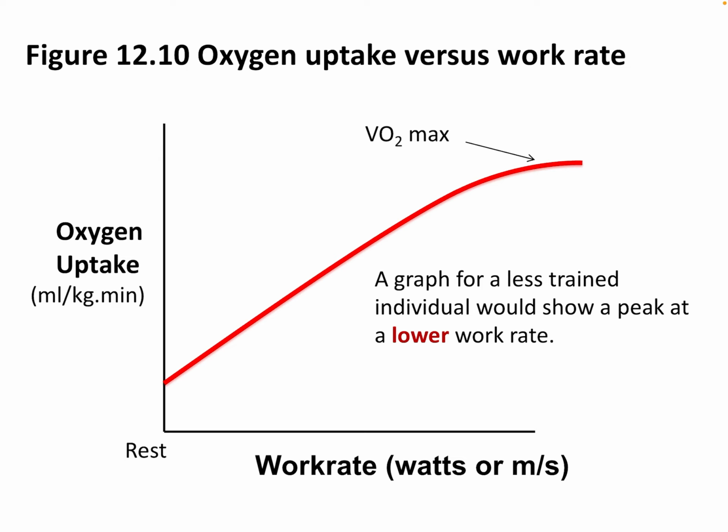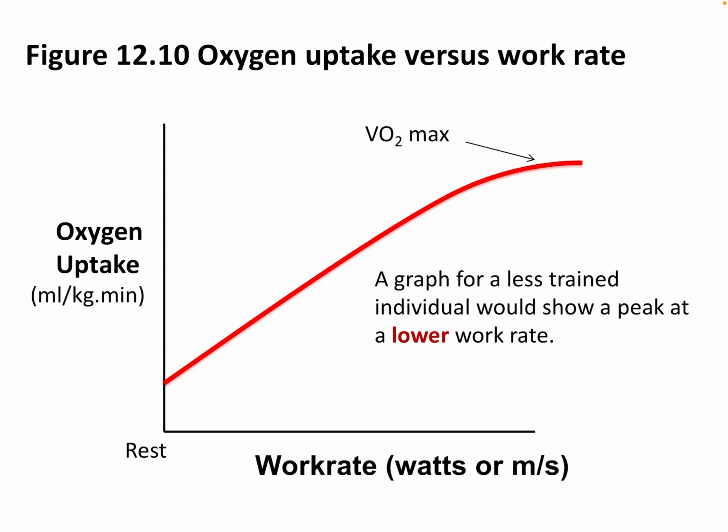In figure 12.10, we've got oxygen uptake versus work rate. A common test to measure work rate will have the subject run on a treadmill and will periodically increase the speed or incline of the treadmill until the subject reaches exhaustion. So as you can imagine, not a super fun test to do.